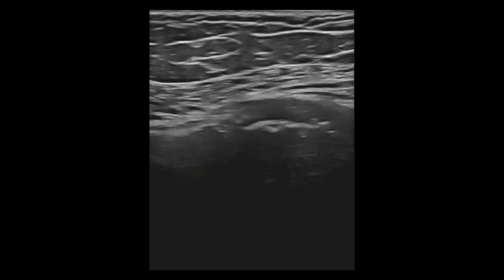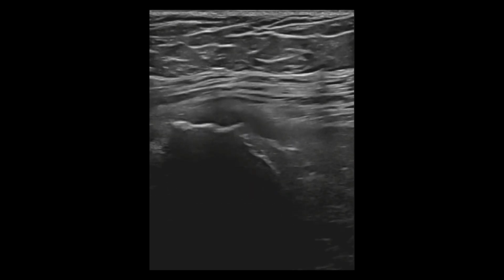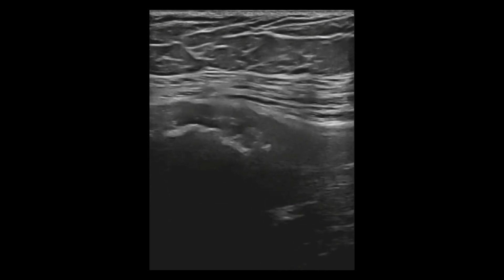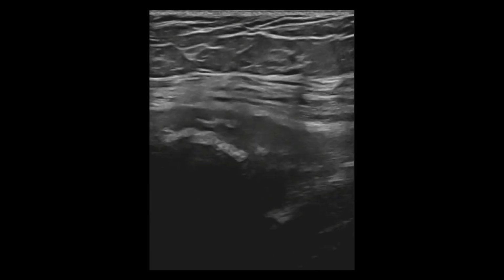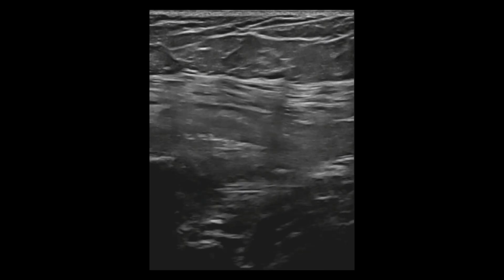In the longitudinal view, the sacrotuberous ligament, which is visible at the beginning, is intact. The semimembranosus tendon can be visualized continuously, whereas the conjoint tendon with the semitendinosus shows distinct textural disturbances.